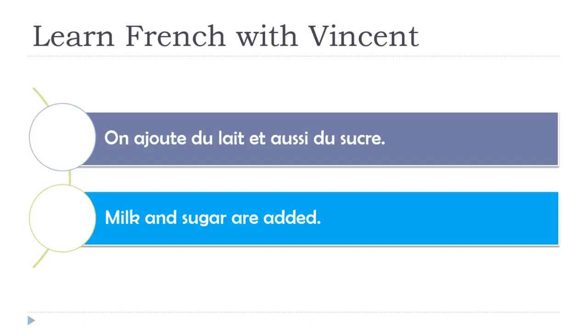Milk and sugar are added. On ajoute du lait et aussi du sucre. So as you can see, and that was the point, it could be translated like that. By using this on, it's really this impersonal thing. And then in English, it can be used like in the passive form here. On ajoute du lait et aussi du sucre.